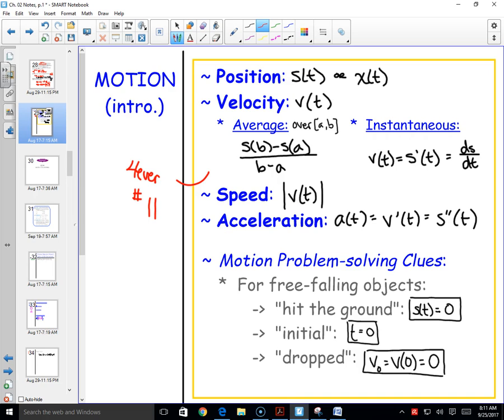We have that the position function could be called S or X. We have velocity is called V. But there are two different ways of finding velocity. Remember, velocity has magnitude and direction. Positive, negative velocity indicates which way we're moving, like whether we're moving right or left or up or down. Average velocity, we're doing a slope. Change in y over change in x between two times. So t is a to t is b.